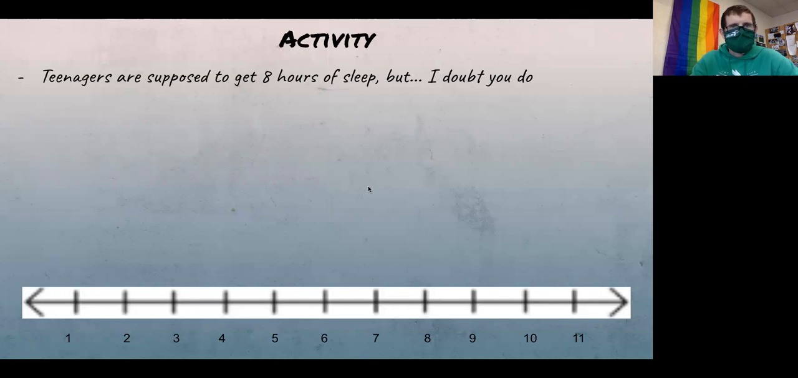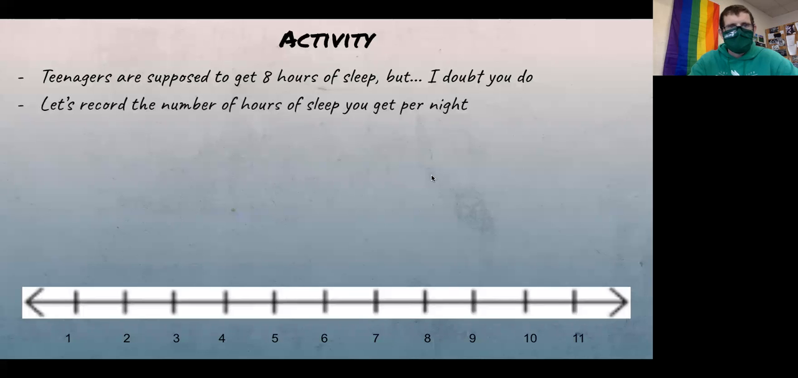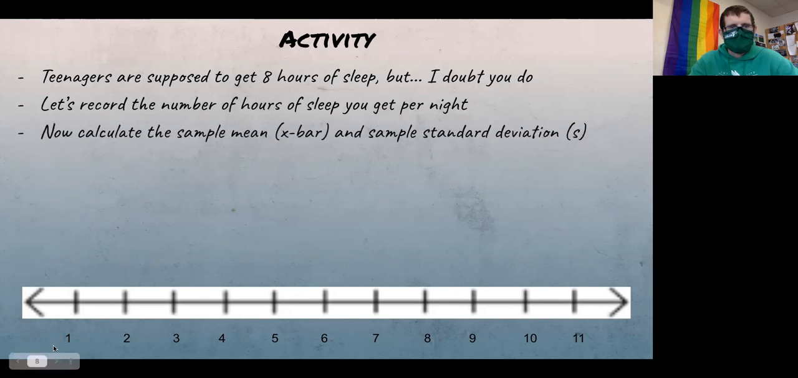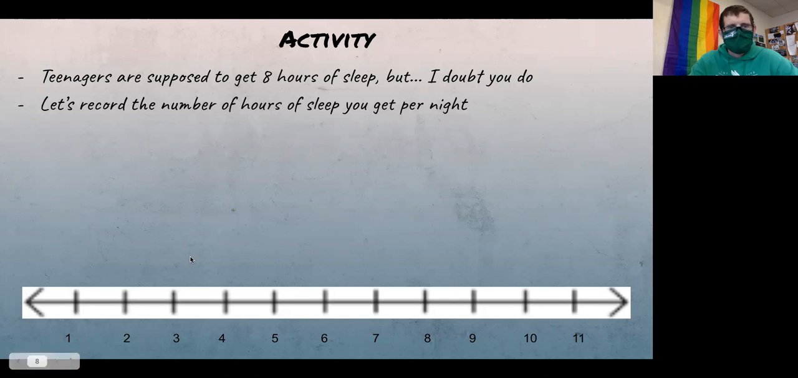So teenagers, here's our activity for the day. We're now jumping into our other content. Teenagers are supposed to get 8 hours of sleep, but I doubt you do. Maybe I'm wrong. Let's record the number of hours of sleep you get per night. Go ahead and mark on the screen and put how many hours, just best guess, per night.